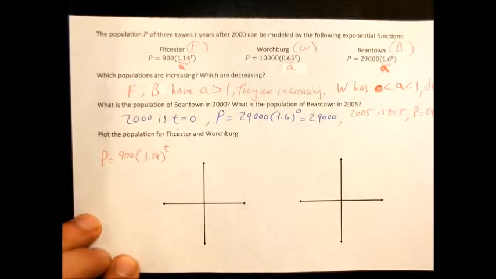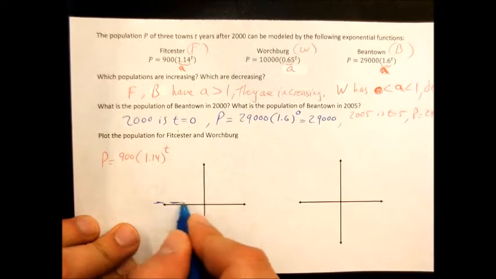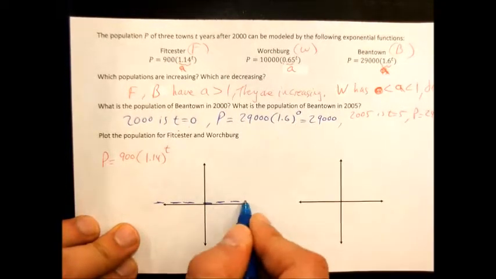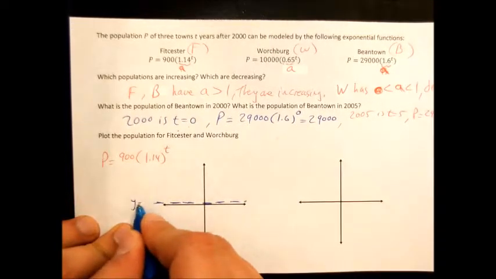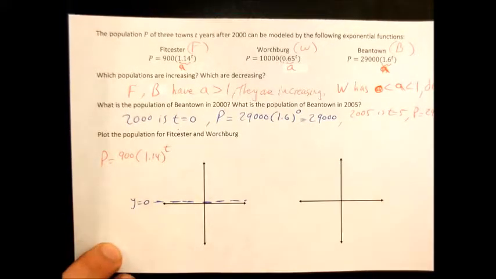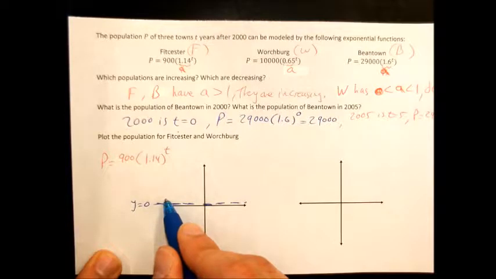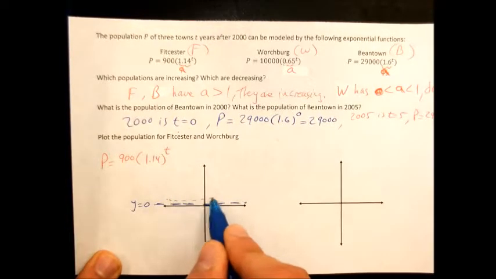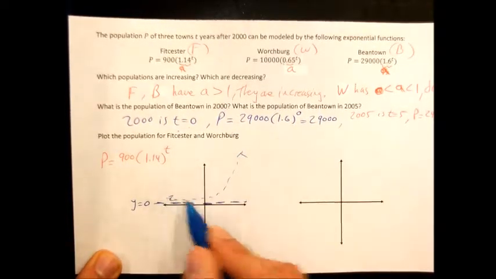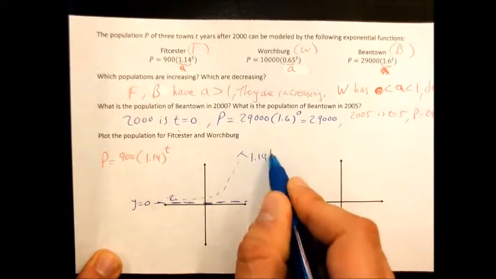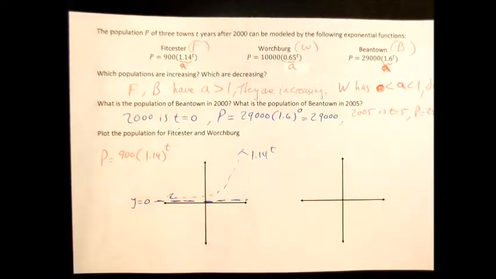But we're not shifting it up or down, so it still has an asymptote at 0. So I'll go ahead and draw in the asymptote right away. That's the y equals 0 asymptote. It's not moving. And so 1.14 to the t might look like this, say, maybe it does something like that. So what is 900 times that going to do? What's the transformation doing? It's kind of like one of the ones that was on the quiz.